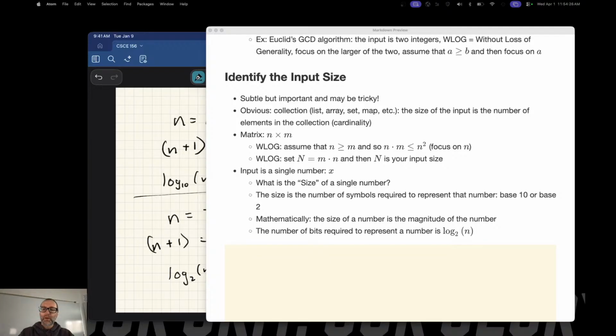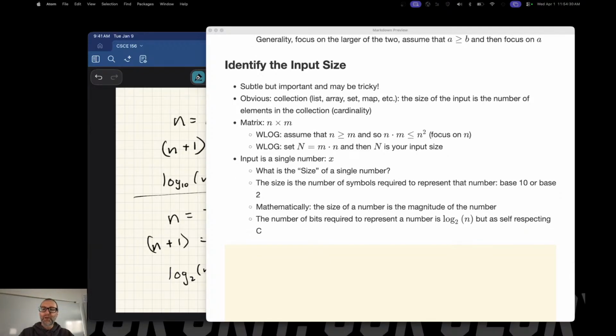But as self-respecting computer scientists, or computer engineers or software engineers, we want to be inclusive here. As self-respecting computer scientists, we just write that it's going to be log of n. Why? Because all of our bases are base 2. It doesn't matter what base you put it in. It's the same to within a constant.